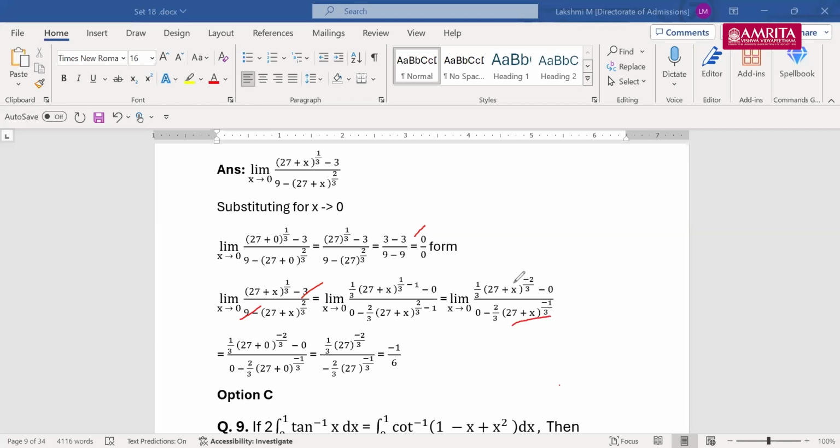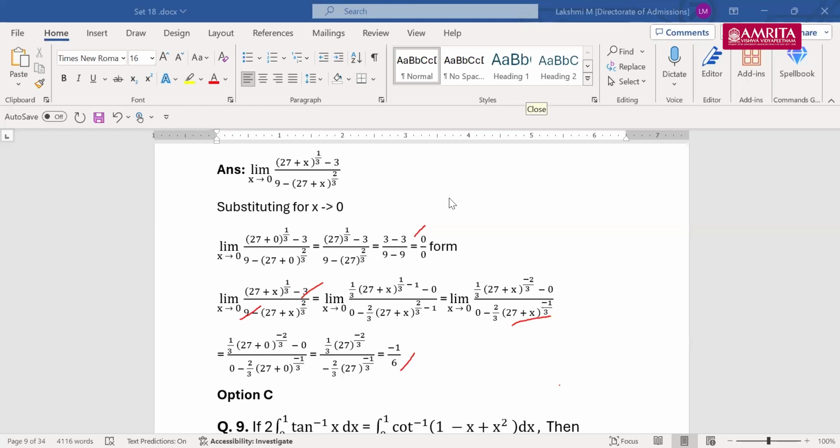And now I'm just going to substitute the value. 1 by 3 into (27 plus 0) whole raised to minus 2 by 3, divided by minus 2 by 3 into (27 plus 0) whole raised to minus 1 by 3. So this will be 1 by 3 into 27 raised to minus 2 by 3, and this is minus 2 by 3 into 27 whole raised to minus 1 by 3. So when you're solving, you'll get minus 1 by 6. So those students have given the other answers. Please do kindly check it.